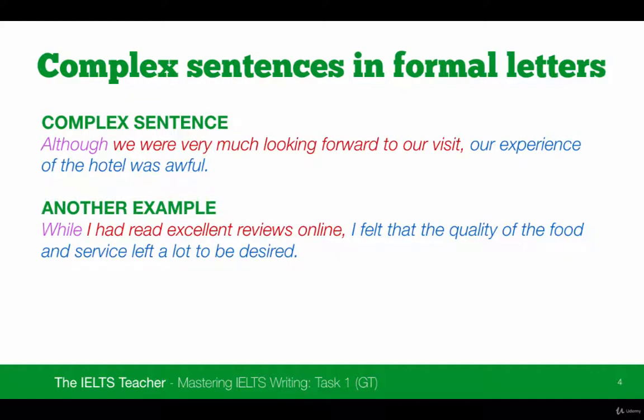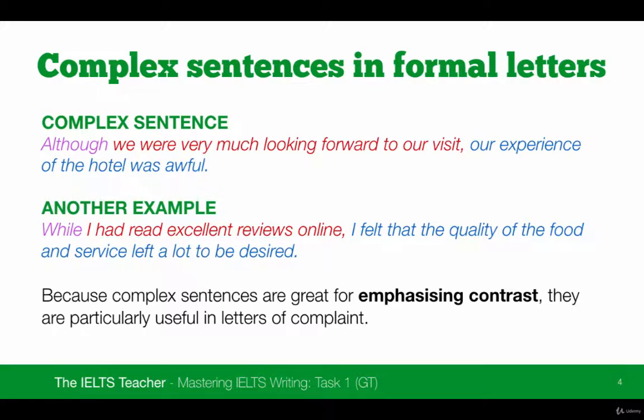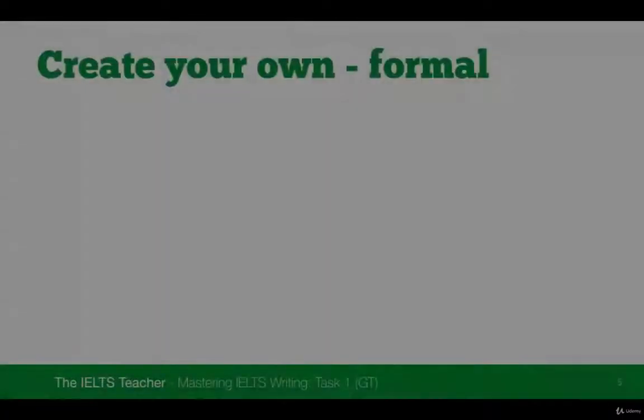What type of letter purpose are we trying to put across with both of these sentences? Well, because complex sentences are great for emphasizing contrast, they are particularly useful in letters of complaint. Hopefully you recognize both of these sentences as complaint sentences. They're excellent because we can say, although I was expecting something good, actually it turned out to be really bad. You contrast the expected good with the reality of the bad. So they're very useful in that way. But they're also useful in other types of letters as well, which we're going to look at now.